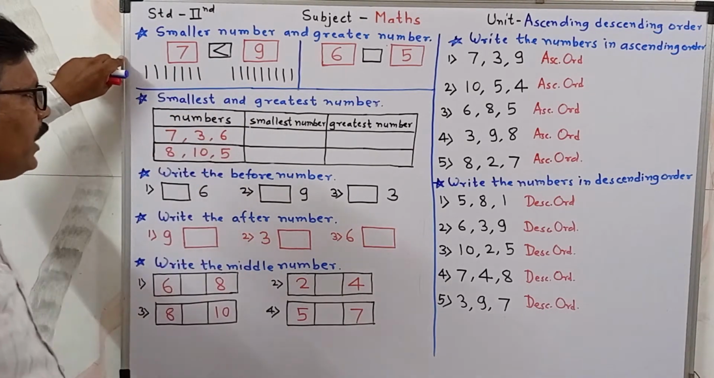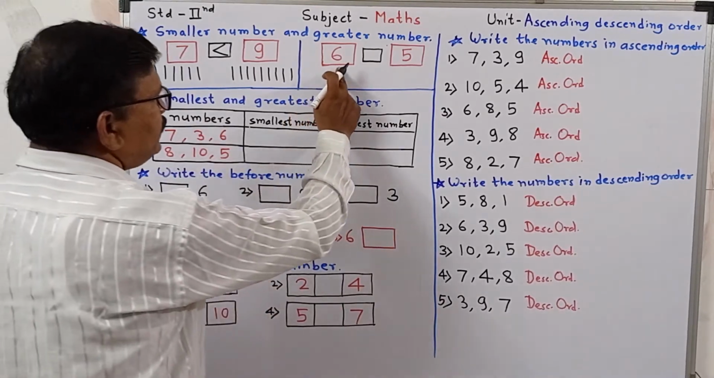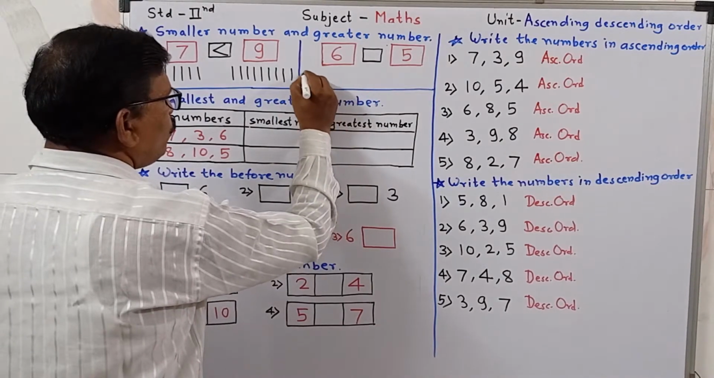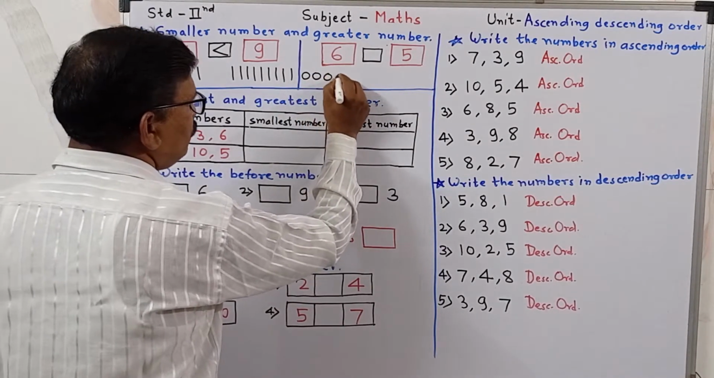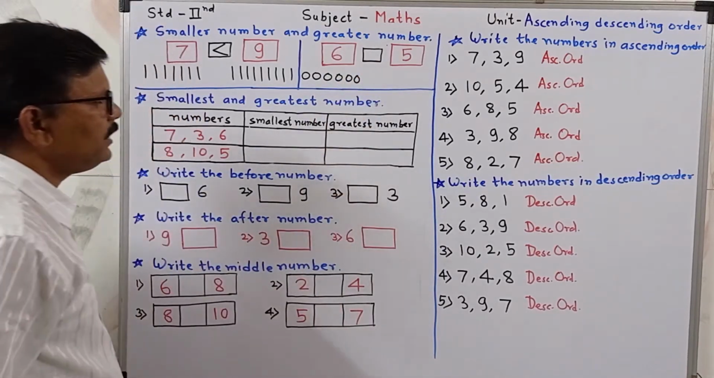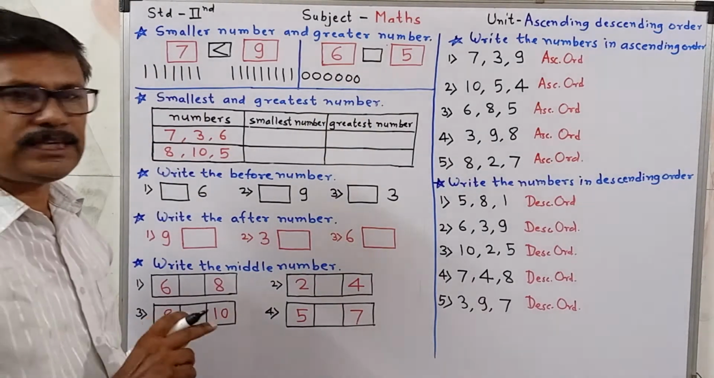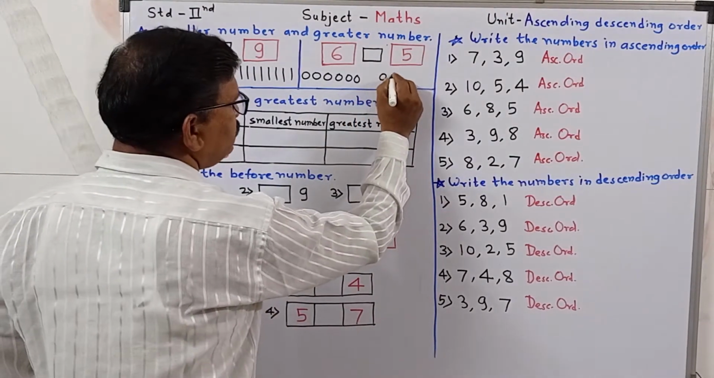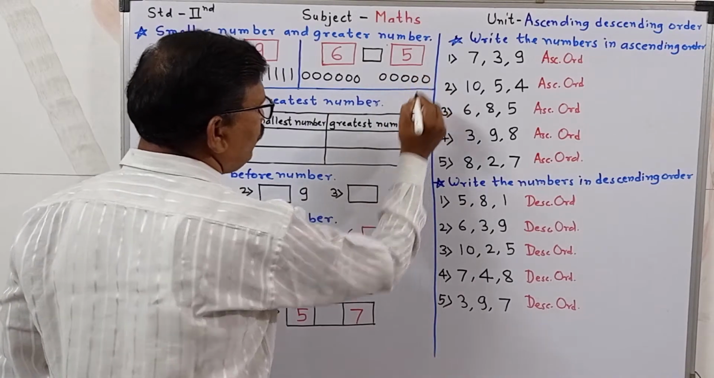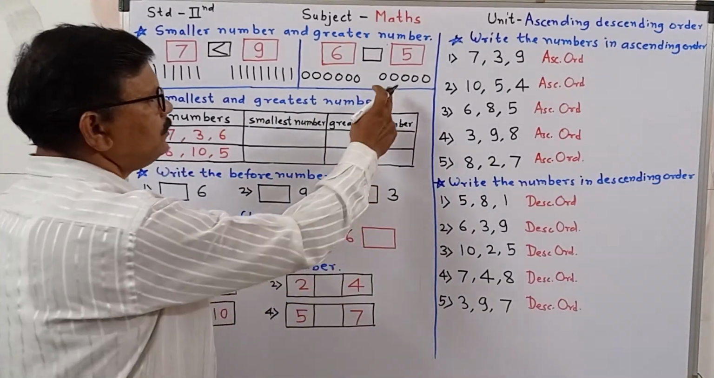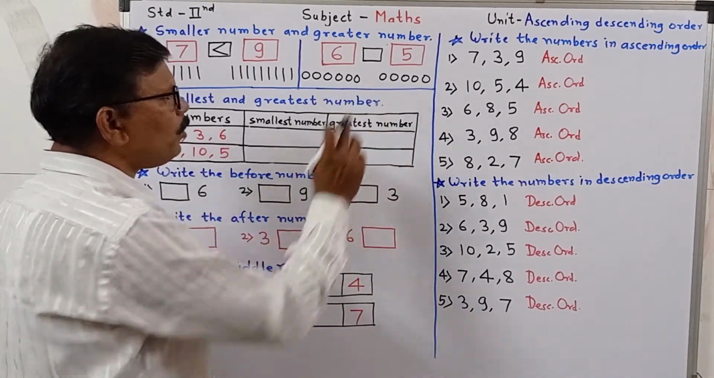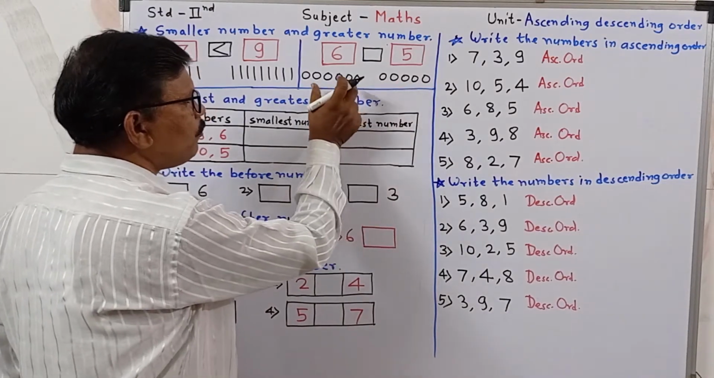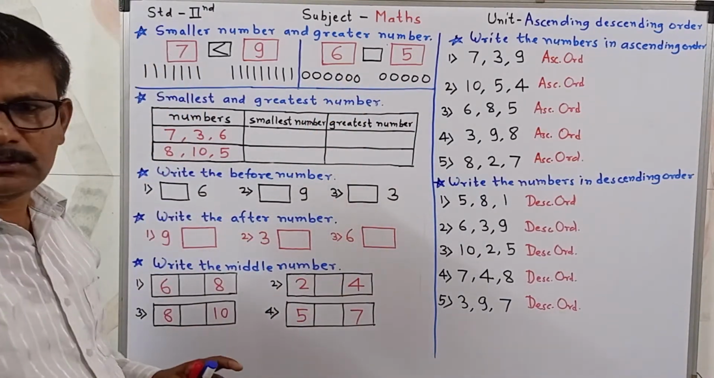9 is greater. Okay. Now here is 6 and here is 5. 6. 1, 2, 3, 4, 5, 6. I have drawn 6 circles and here is 5. 1, 2, 3, 4, 5. 5 circles. Which are more? There is 6 circles and 5 circles. These are more. And how to determine this?